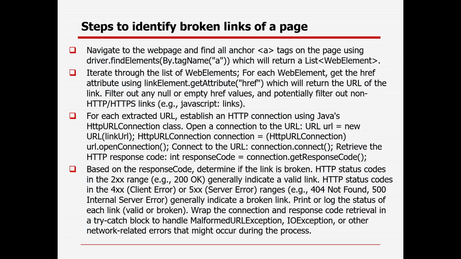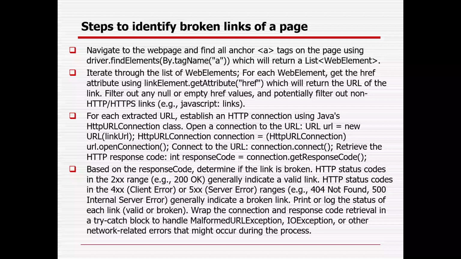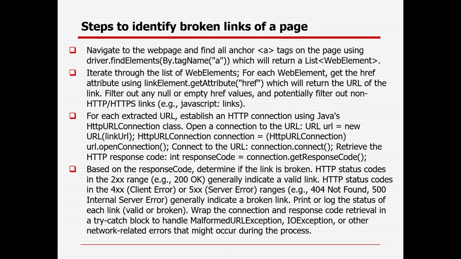Okay, what is the way we can handle broken links in a particular web page? There are a couple of steps. Whenever there's a link, we can identify all the links with the help of the anchor tag. First, we need to navigate to the web page and find all anchor tags on the page using driver.findElements(By.tagName("a")), which will return a list of web elements. Then you iterate through the list of web elements. For each element, you get the href attribute using getAttribute("href"), which will return the URL of the link.